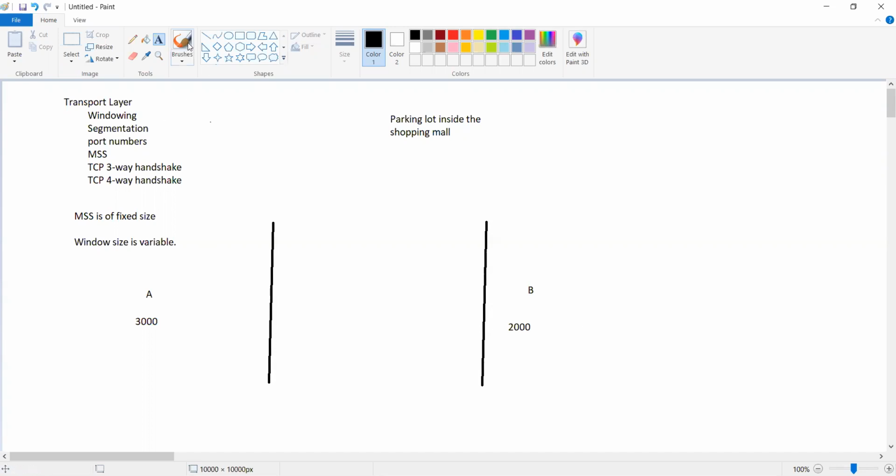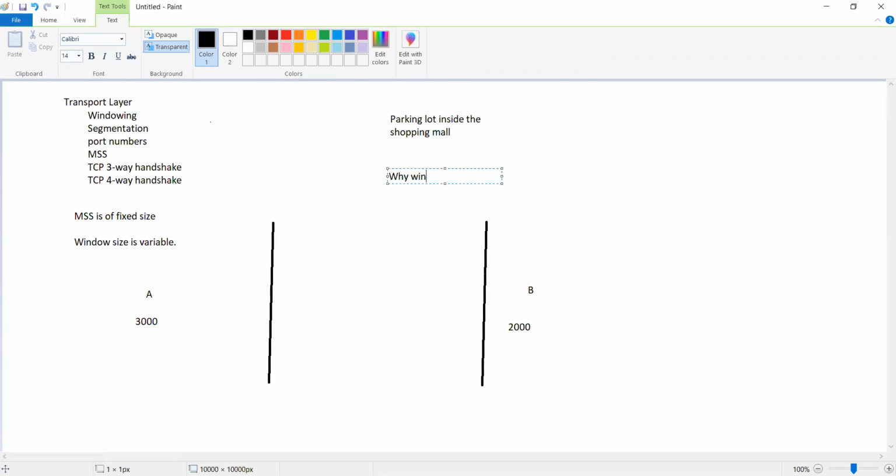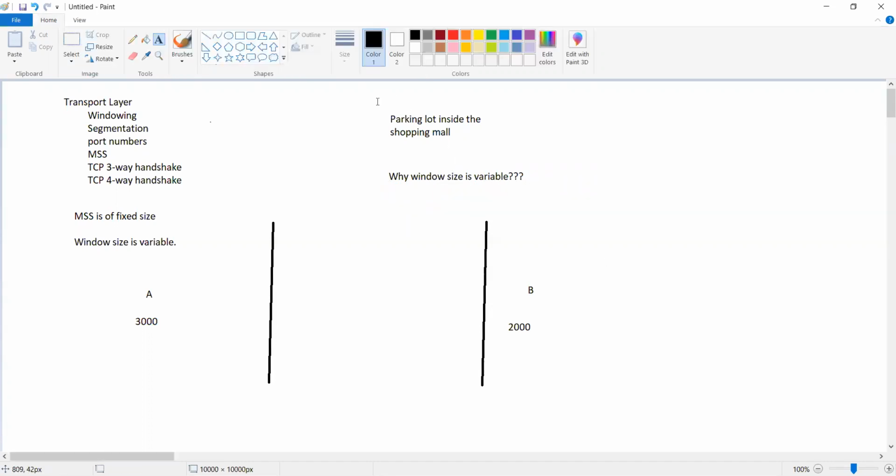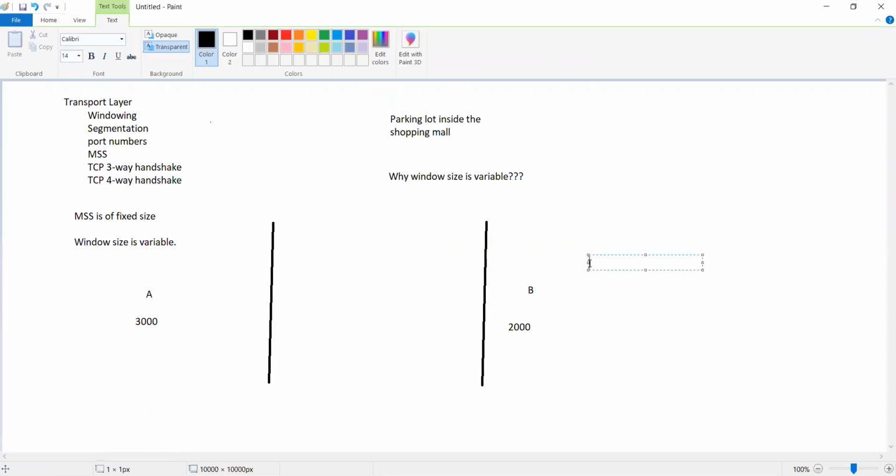So why am I saying it is variable? Why is window size variable? The answer is very simple. Like the parking lot example, do you think the parking lot is always empty with all 2000 spaces free? No, we can't say that. There may be any value between 1 and 2000. That is what I'm trying to mention here. Hope you got my point.